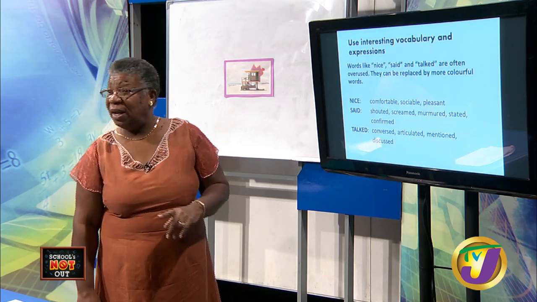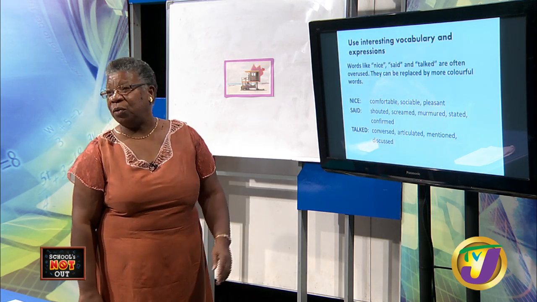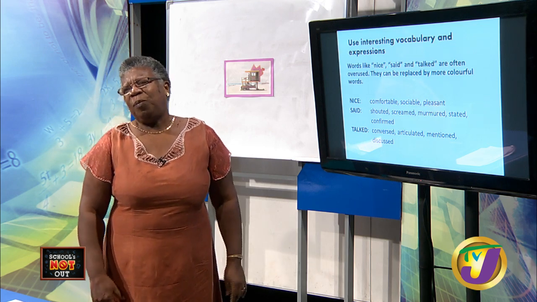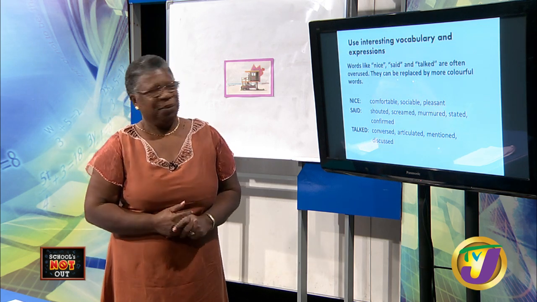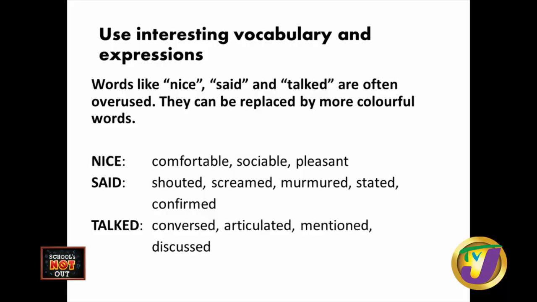Did I mention the language? Well, this shows you. Opt for mature language. Words like nice and said and talked are so overworked. They don't convey very much to readers. So, nice. If you're talking about a chair, maybe you could choose comfortable. If you're talking about a person, you may want sociable or pleasant.